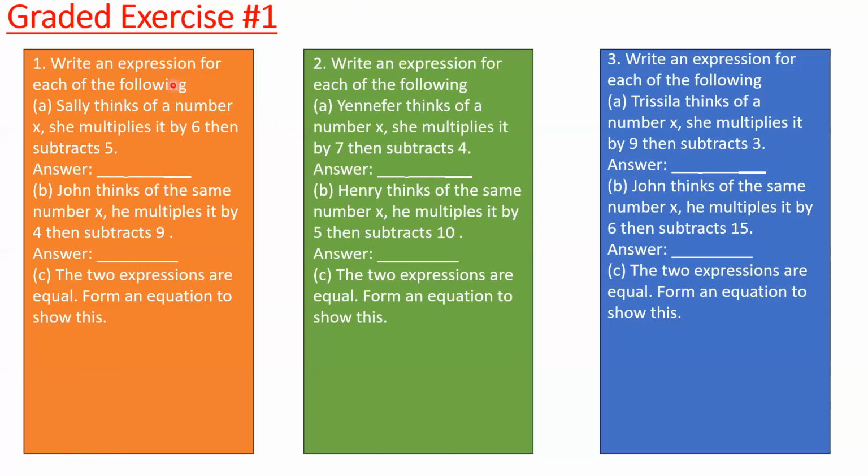All right, so Sally thinks of a number x, she multiplies it by 6 and then subtracts 5. John thinks of the same number x, he multiplies it by 4, subtracts 9. Jennifer thinks of a number x, multiplies it by 7, subtracts 4. Henry thinks of a number x, multiplies it by 5, subtracts 10. And Priscilla thinks of a number x, multiplies it by 9, and subtracts 3. Joan thinks of the same number x, multiplies it by 6, and then subtracts 15. The two expressions are equal.